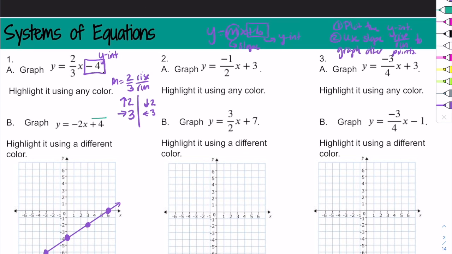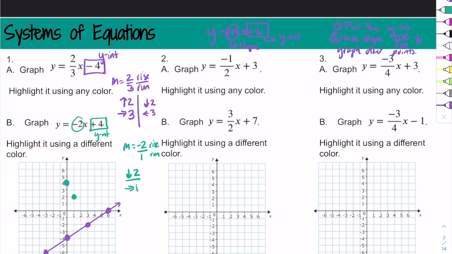So we're going to plot another line on that same graph. This time my y-intercept is a +4, so we're going to plot that point. This time my slope is -2. Remember, that's -2 over 1. So my rise is -2, my run is 1. Since my rise is a -2, I need to go down 2. My run is a +1, so we're going to go to the right 1.